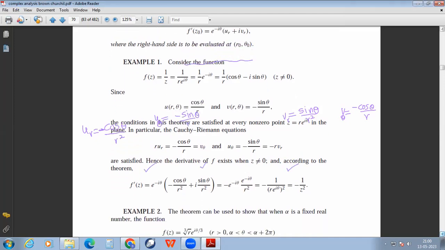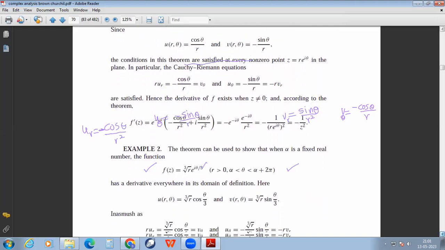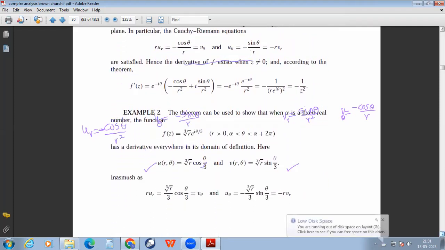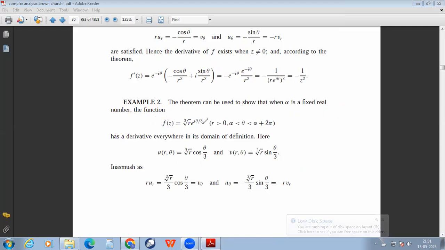Now, if I go to the next example, it was the cube root of r, and I think I have given this as homework to you. This was cube root of r e raised to i theta by 3. And the question says to show that when alpha is a fixed real number, the function has a derivative everywhere in its domain of definition. So again we have to show that it satisfies all three conditions.